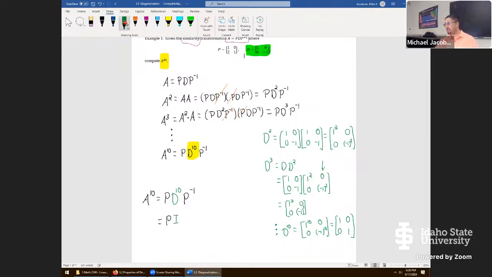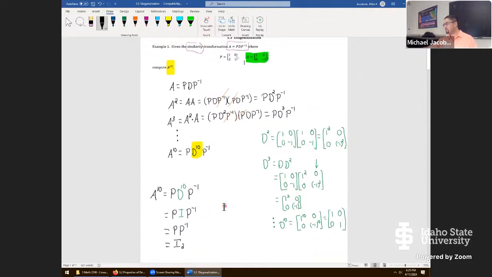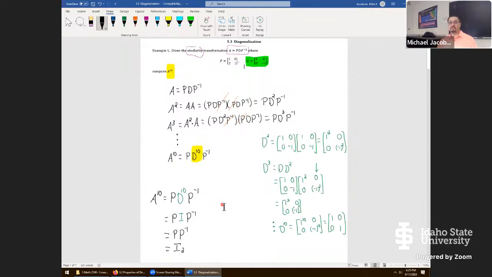That's P times I times P inverse, which means it's P times P inverse. And that means the end result is the 2 by 2 identity matrix again. So that's all A to the power 10 would come out as. Seems like a lot of work for just about nothing, but hey, we got an answer. That's the important thing. Any questions, folks, on getting to that stage?